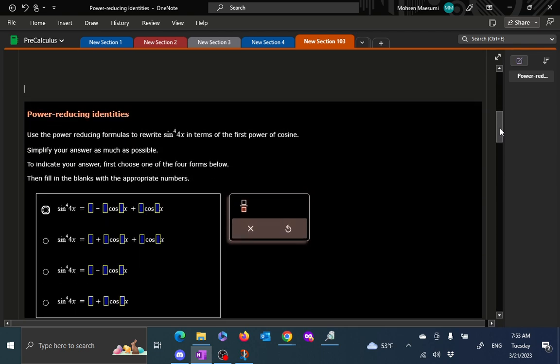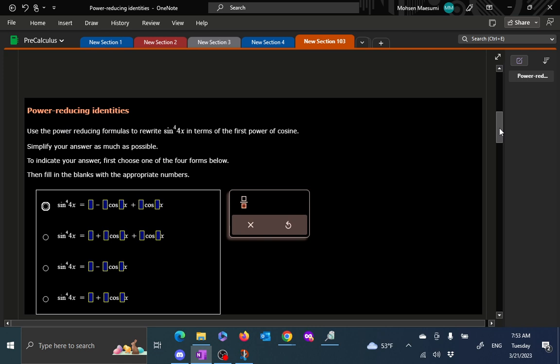So here's the first problem. Sine to the power of 4 of 4x is an expression that is given. We want to write it in terms of the first power of cosine. So sine to the power of 4 of 4x. How can we fit it in this form? The right hand side is just the first power of cosine.